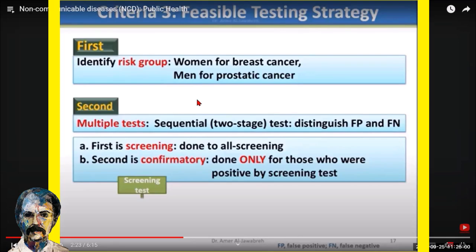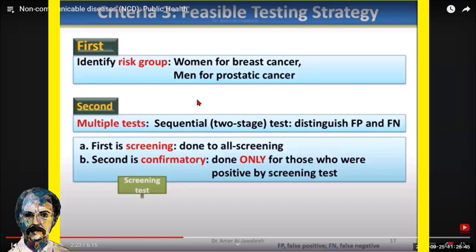Secondly, we have this idea of multiple testing. We have 2-stage testing, or we call it sequential testing. And why do we use this? Because we want to minimize the false positives and the false negatives. We will discuss this in a minute. In the 2-stage strategy, we have 2 steps. First, we screen using screening tests, which are usually fast, cheap, non-invasive, and sensitive.